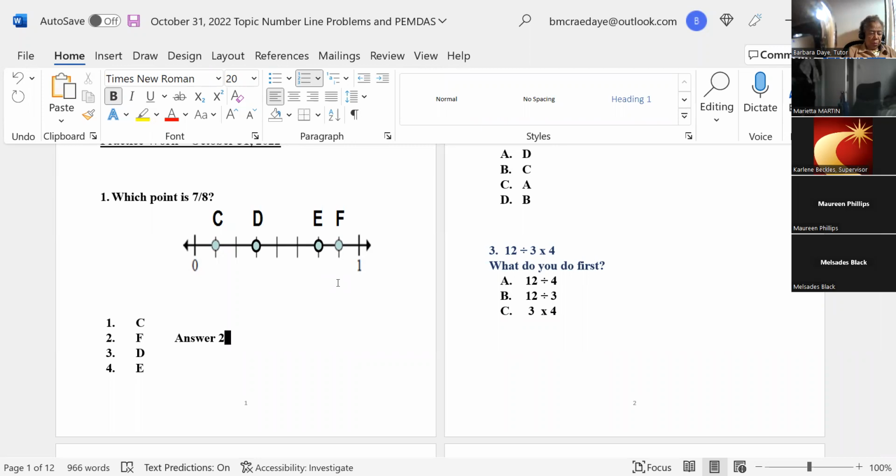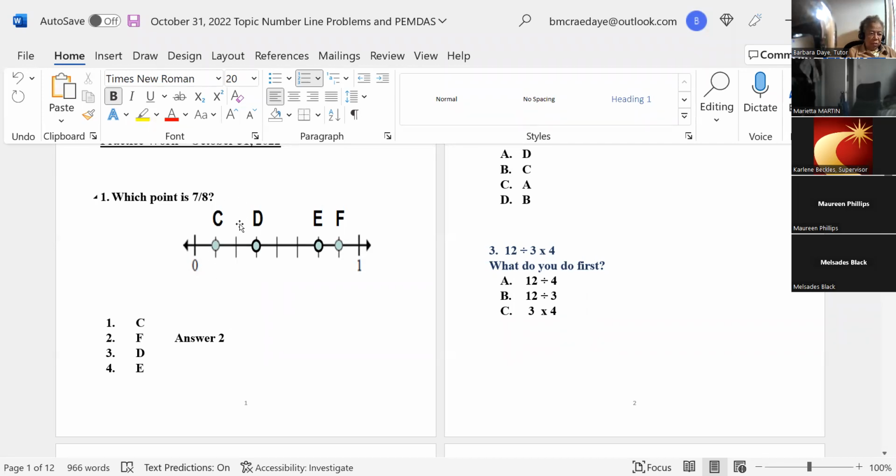I checked from this point here. 1, 2, 3, 4, 5, 6, 7. In between E and F is 7/8. What is between 0 and 1? Between 0 and 1, you have fractions. How did you know it was eighths? Because 1, 2, 3, 4, 5. I count the long lines. Yes, so you counted the markings, and each one of these represents 1/8.